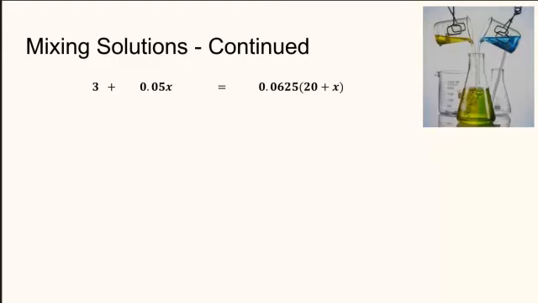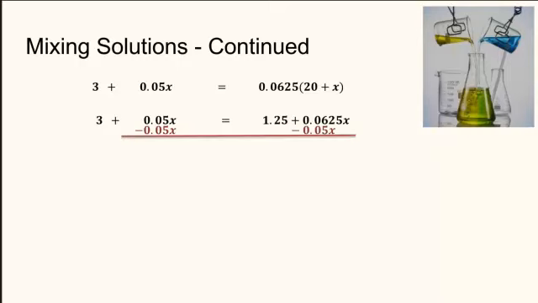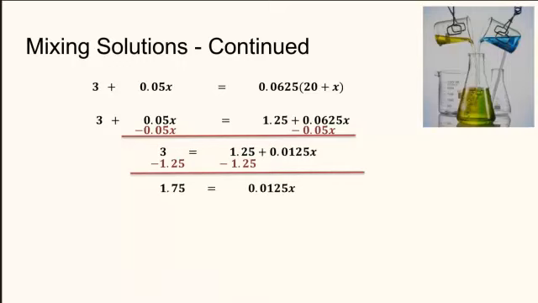The first thing I'll do is distribute my 0.0625 on the right, and I'll get 3 plus 0.05x equals 1.25 plus 0.0625x. I'm going to subtract 0.05x from both sides, and when I do that, I'll get that 3 equals 1.25 plus 0.0125x. I'll then subtract 1.25 from both sides, giving me 1.75 equals 0.0125x.